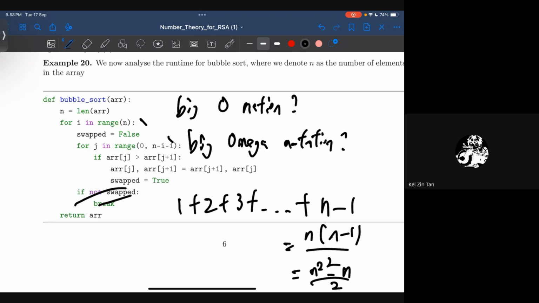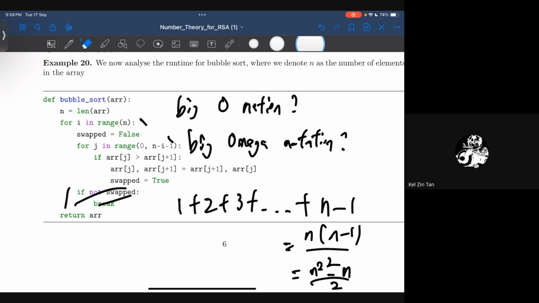So let's say the breaking part miraculously did not happen, then it will only run the parts without the break, and at most this will run this many times, which is big O of n squared. But now what is the perfect scenario? What is the best case?